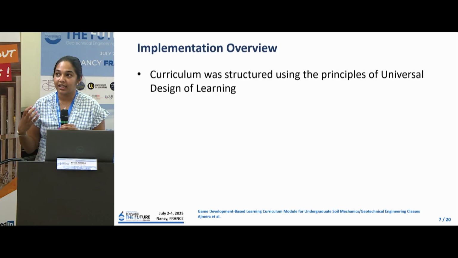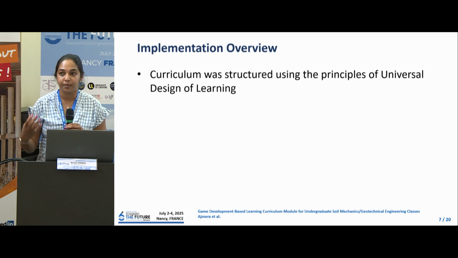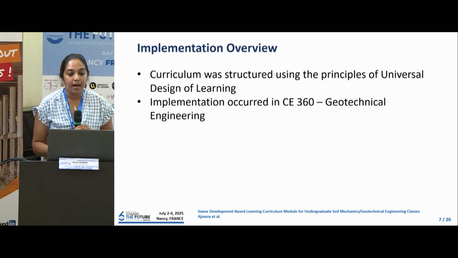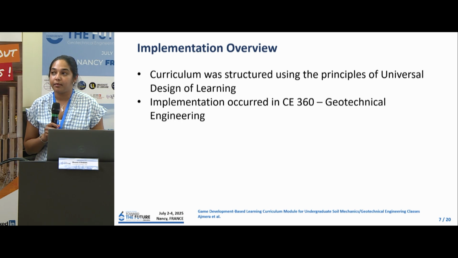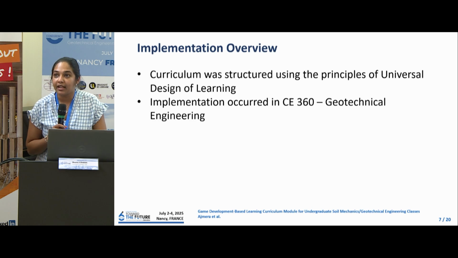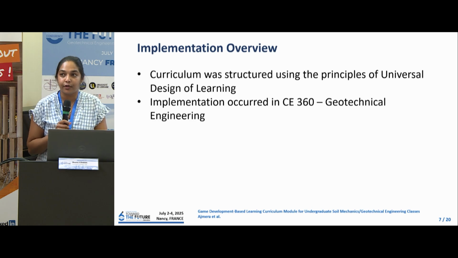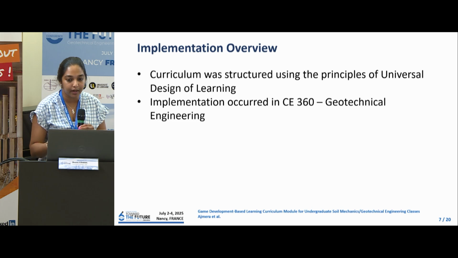To talk a little bit about the curriculum itself, it was designed using the principles of universal design of learning, which says that we want to have the students engage with the materials in multiple different methods. We implemented the curriculum module in our undergraduate soil mechanics class, which is taken by third and fourth year students in a four-year degree program.